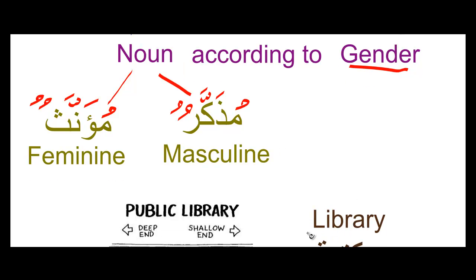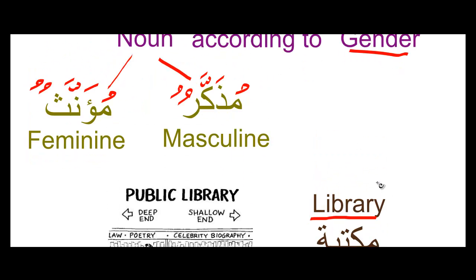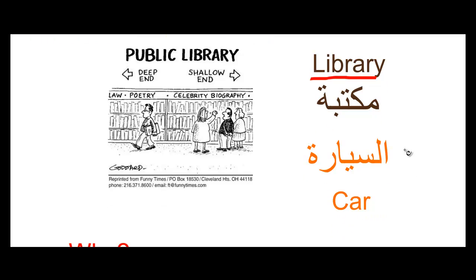Now let's say we take the word library. In English, library does not have a gender. A library is neither male nor female. But in Arabic, just like other languages like Spanish, each word has to have a gender. So for example, library in Arabic is maktaba, maktabatun, and this is feminine, I know, because of the ta at the end.